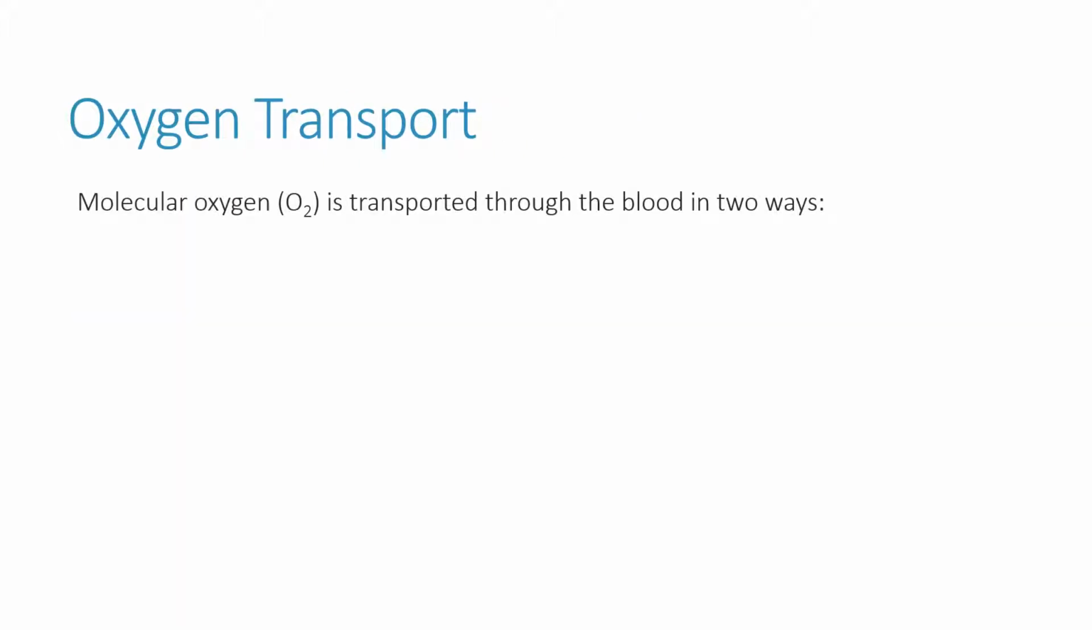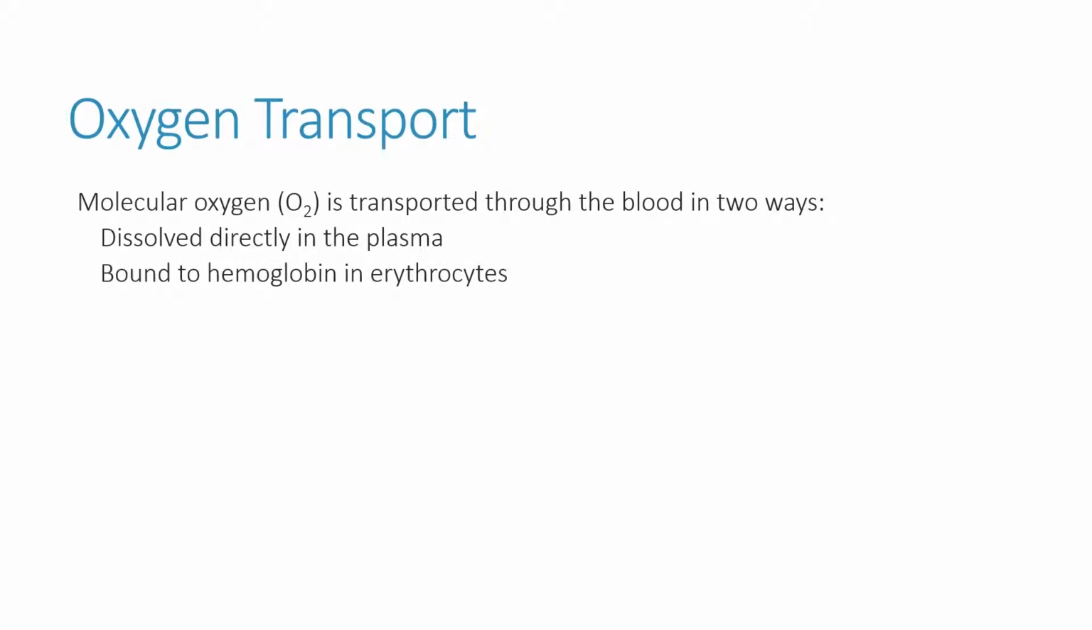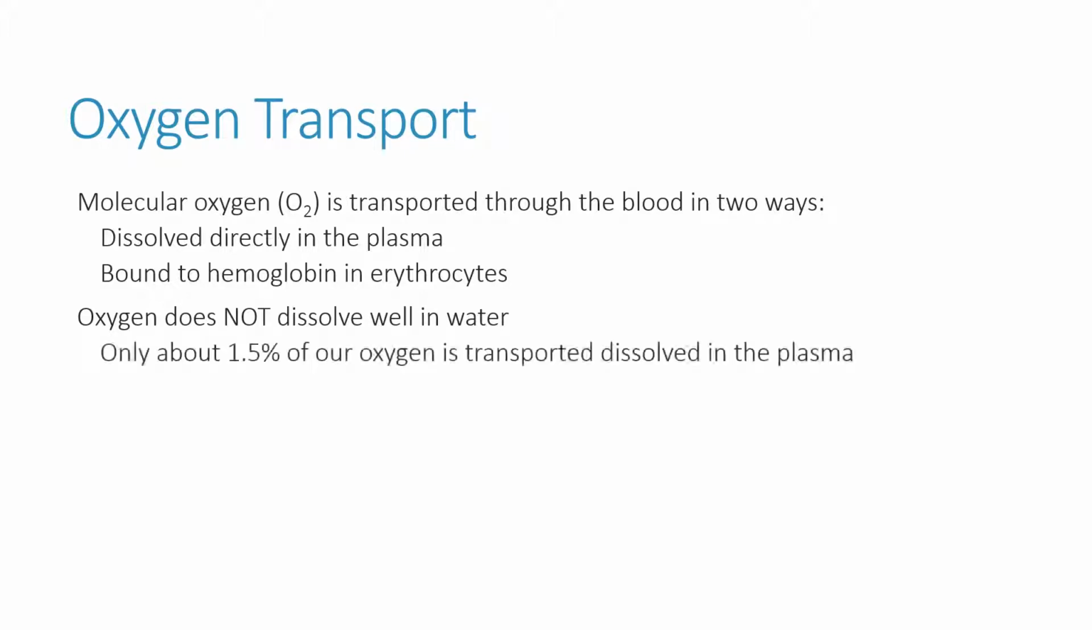Molecular oxygen is transported through the blood in two ways: dissolved directly in the plasma and bound to hemoglobin within erythrocytes. Oxygen itself does not dissolve well in water, and because of that, only about 1.5% of our total oxygen load is transported dissolved in the plasma, which means 98.5% of our oxygen is transported bound to hemoglobin within red blood cells or erythrocytes.